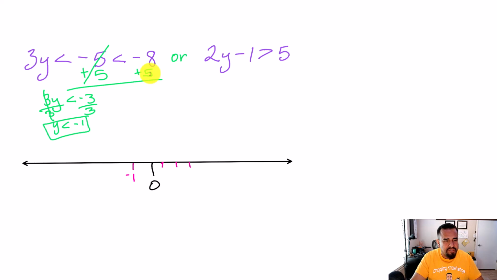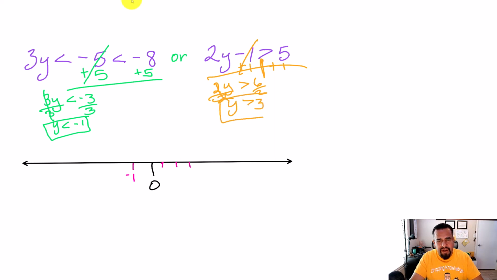That there is my solution to this inequality. Let's go ahead and solve the second one. We're going to add 1 to both sides of the inequality here. That creates that 0 there, leaving behind 2y, the greater than symbol, and 5 plus 1 is 6. So we're going to divide both sides by 2. y is greater than 3. That there is my solution to this inequality.